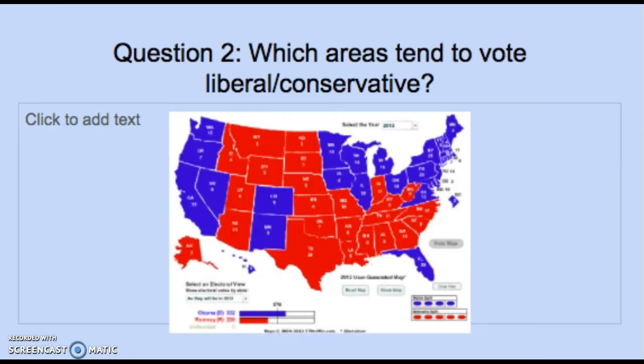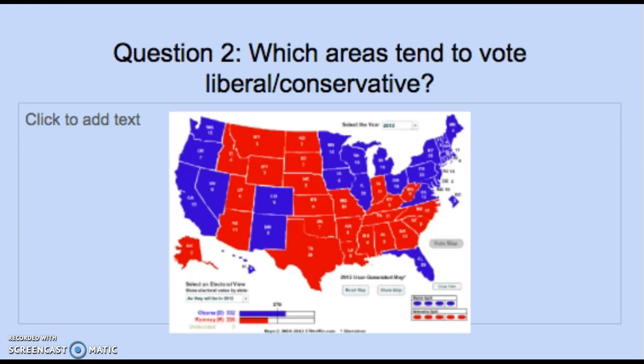Question number 2, again, hopefully you are going to pause this and really take a look at this map. All right, so which areas tend to vote liberal? Which areas tend to vote conservative? This is a 2-part question. So you've got question number 1 on the last slide. You've got 2 parts to this question number 2.